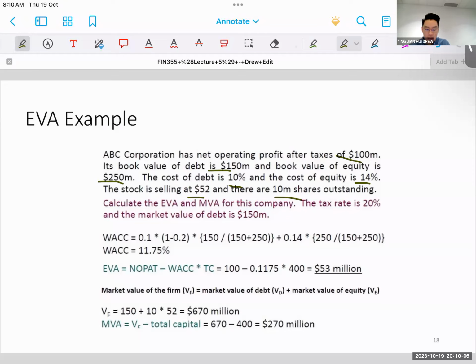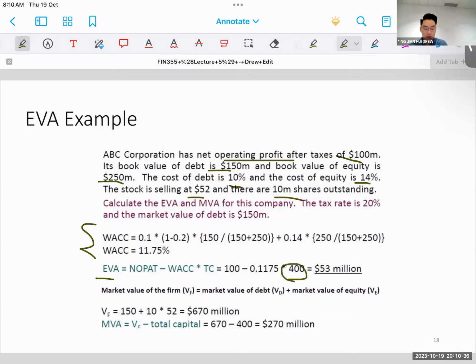All right, so we do the WACC calculation as usual because we are given the book value of debt, book value of equity, and we know that of course we should not use the book values, right? And when this is a very simple example, we should always use market values. All right, and then we are able to calculate the EVA. Again, they already give you the NOPAT, so it's fine. And calculate it.